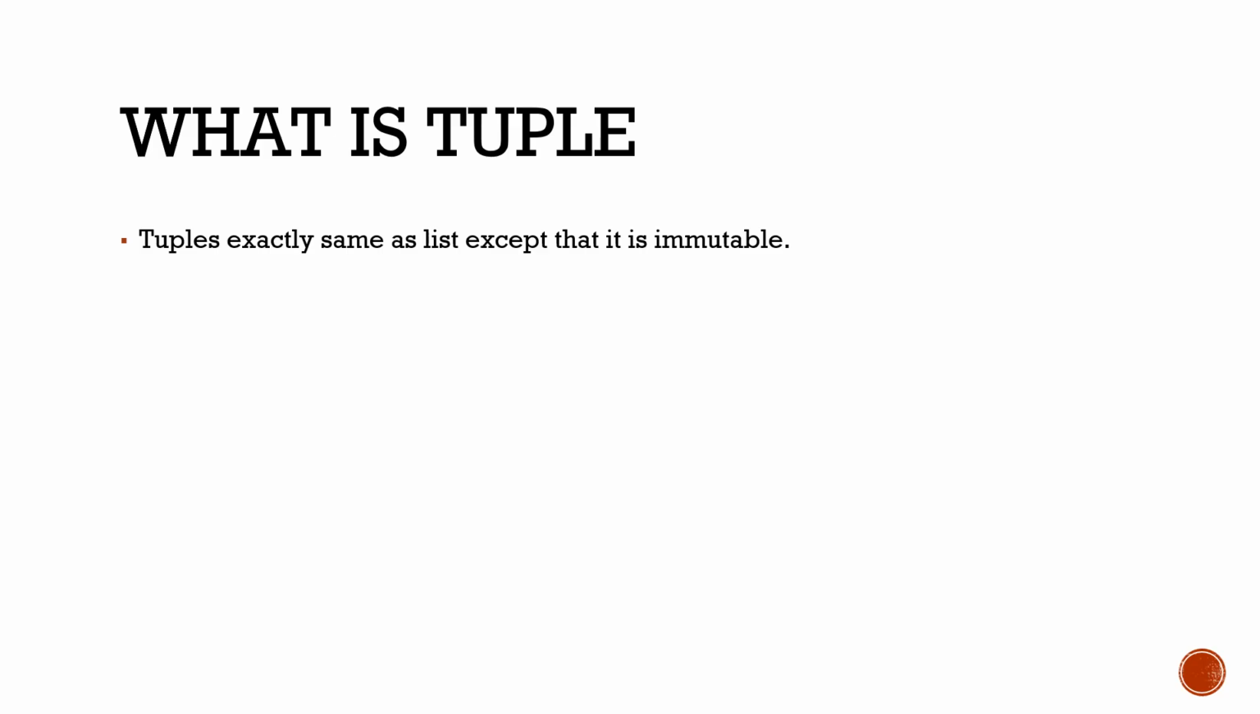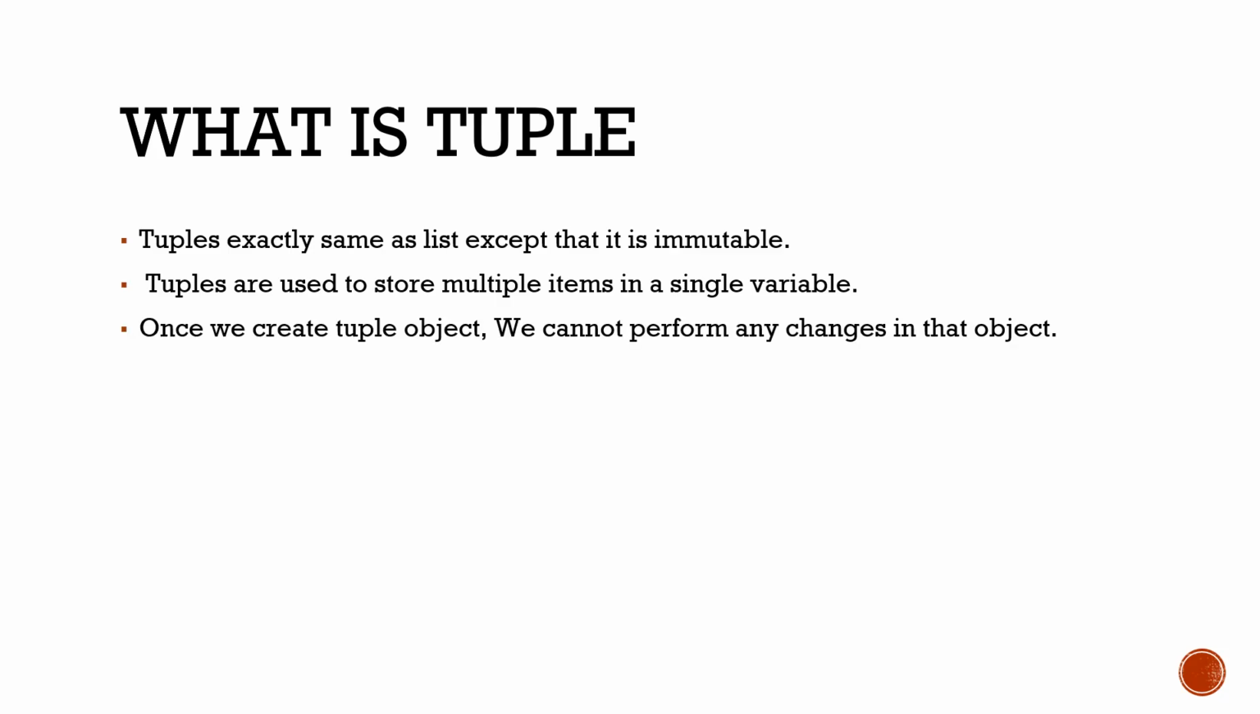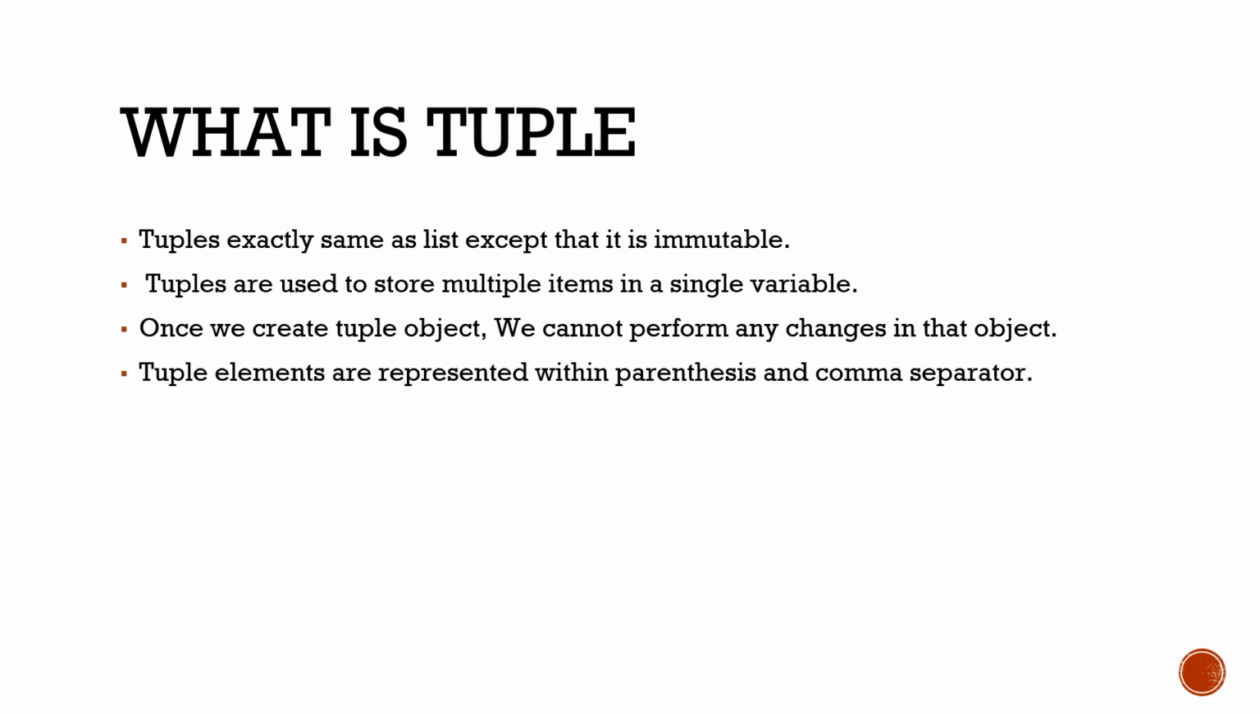So tuple is the same as list, except it is immutable. Because list is a mutable object, we can modify that list content as per our requirement. Tuple is used to store multiple items under a single variable name. Once we create a tuple, we cannot modify the content present in the tuple. For a tuple, we have to use parentheses, and each value we separate by giving commas between them, right? So this is about the tuple.